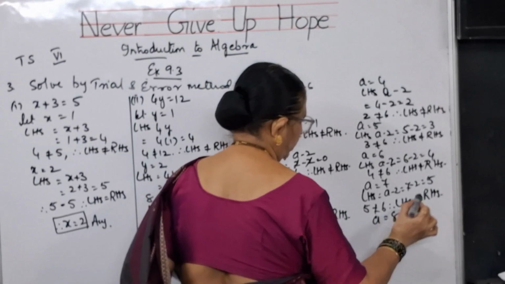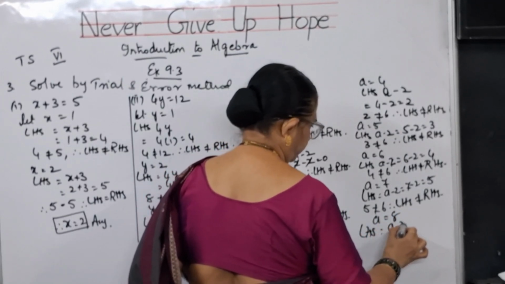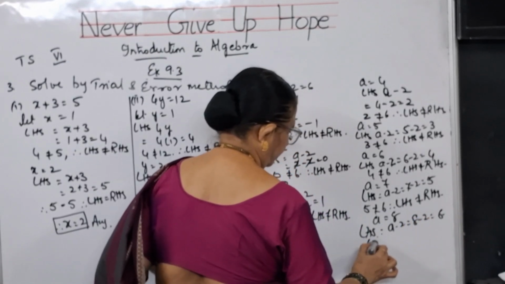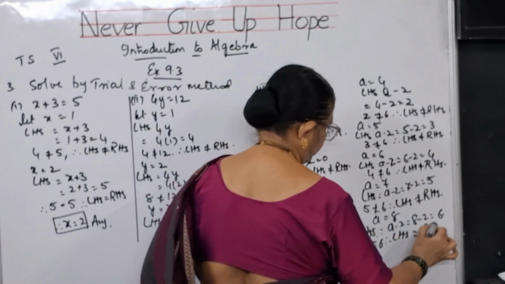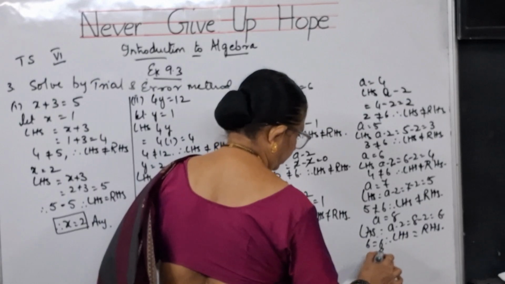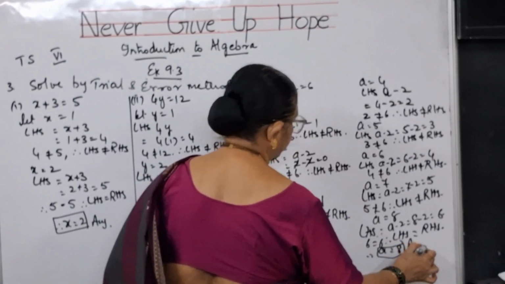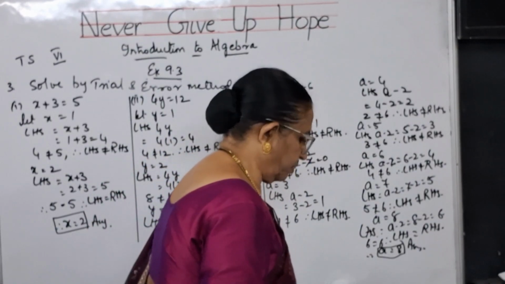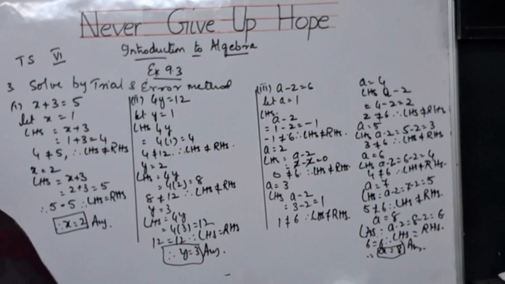A is equal to 8. LHS A minus 2, 8 minus 2, 6. 6 is equal to 6. Therefore, LHS is equal to RHS. Therefore, A is equal to 8 is the answer. For this problem, A is equal to 8 is the answer, children. 3 bits I have done. Please note it down.